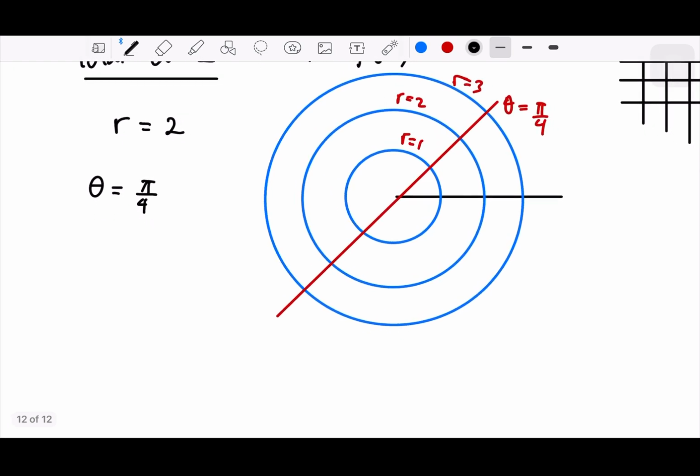Now the next one is r equals cosine theta.